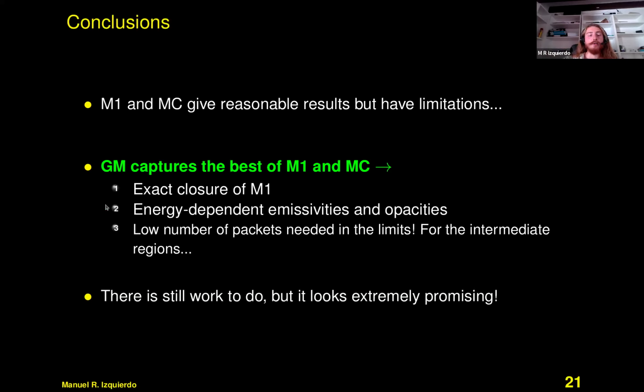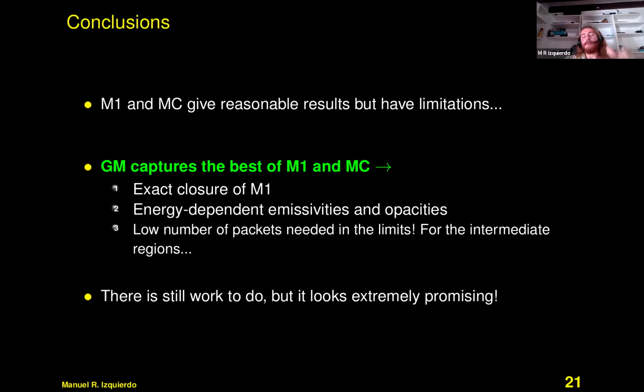At the same time, because we have this distribution function information, we are also able to have energy-dependent emissivities and opacities. And from this double beam test, we have seen that we need a low number of packets in the thick limit, as in the case of M1 it doesn't matter the number of packets, and in the thin limit it also does not matter because this part is deterministic. The question still open is how many we need for these intermediate regions, and we will only know exactly when we are able to run real astrophysical simulations.